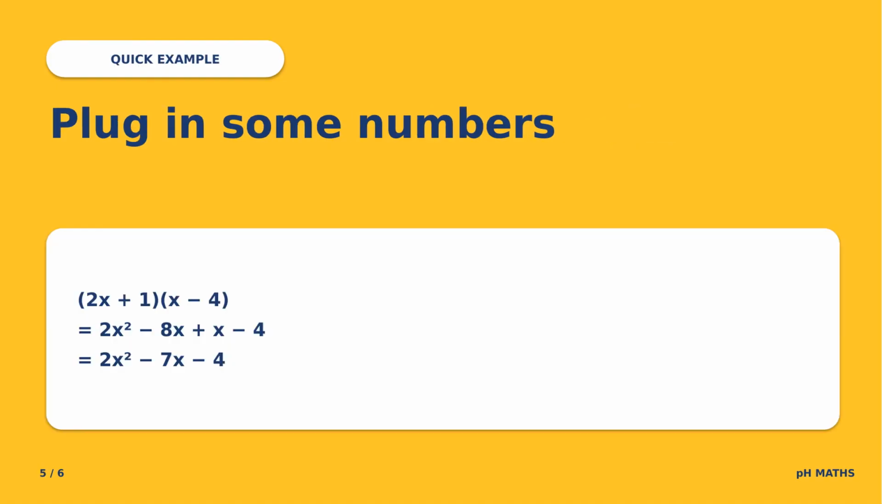Quick example, 2x plus 1 times x minus 4. First, 2x times x equals 2x squared. And then the outer, 2x times minus 4 equals minus 8x. The inner, 1 times x equals x. And last, 1 times minus 4 equals minus 4. Add: 2x squared minus 7x minus 4.